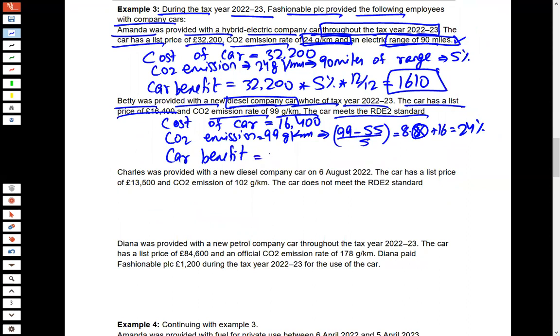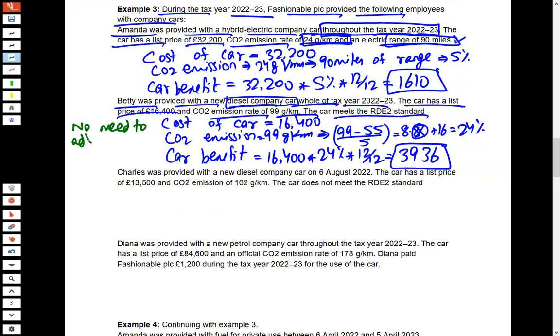The car benefit would be 16,400 multiplied by 24%. Since the car was for the whole of the tax year, there is no need for month apportionment. As a result, the car benefit amount is 3936. Just to give you a reference, there is no need to add 4% as the car is RDE2. If the car is not RDE2, I would have added a further 4% over here as well, right?